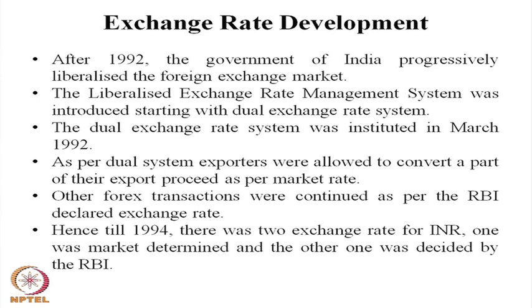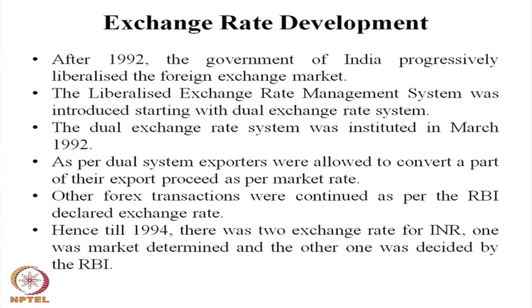Under the dual exchange rate system, exporters were allowed to keep a part of the foreign exchange earning in their own account in US dollars or any other currency, and the remaining part they were converting as per the RBI declared exchange rate. Exporters were allowed to convert part of their export proceeds at the market rate, and a part of the export proceeds as per the RBI declared exchange rate.